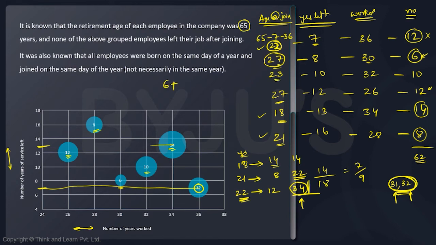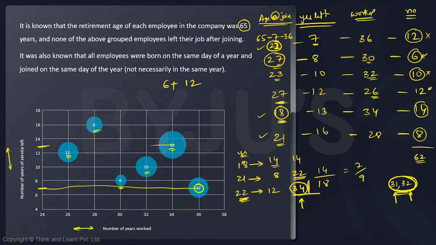Next, I need more than 22. So 23 is here. So these 10, but I will not count them. Why? Because the age is crossing 30. These 27, so 27 years, basically 12 people and 26 will be counted. So I will be counting these 12. So plus 12.